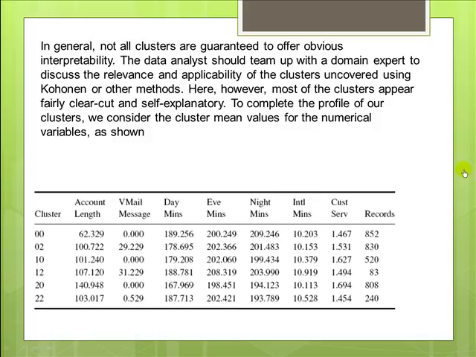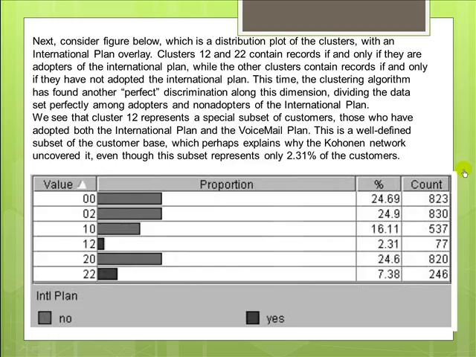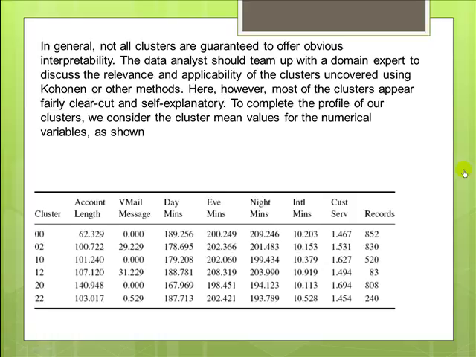for the numerical variables. Now, remember, in the last two cases, we were looking really not at numerical variables, but yes-no variables. International plan was a yes-no variable, and so was voicemail. But we can also do some things with our numerical variables. So let's look at our numerical variables.